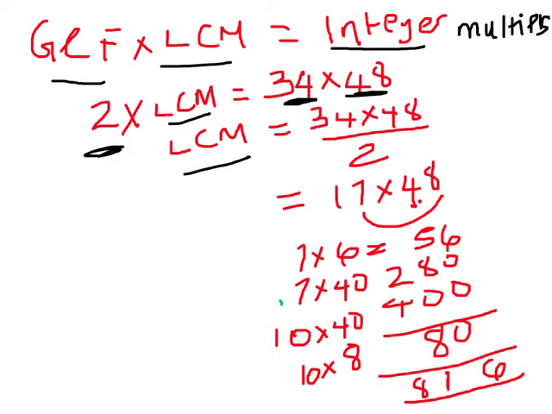So the LCM is going to be 34 times 48 divided by 2, because if we know that 2 times LCM equals 34 times 48, we divide both sides by 2. Okay, is that clear? So we end up again with 17 times 48. Whichever way you do it, it's going to come to the same answer.